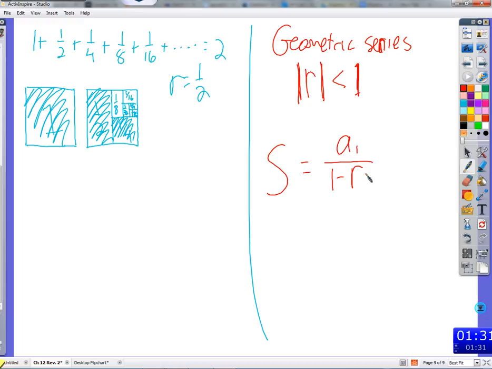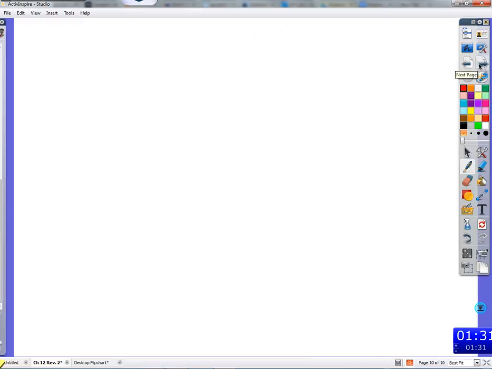If we use this formula, we can find the sum of an infinite geometric series as long as the absolute value of r is less than 1. It's a proper fraction, could be positive, could be negative, smaller than the denominator. I want you to use the formula. Did you write it down? If you did, great. If you didn't, I can write it down.